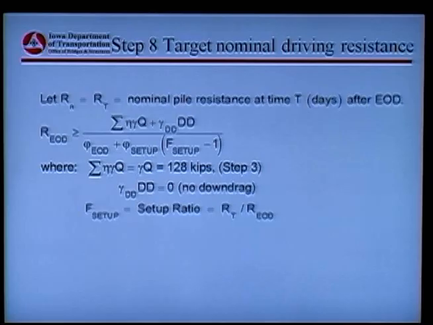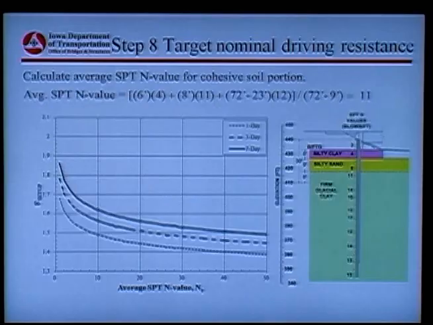Now we come to the nominal driving resistance. Here we have the resistance split up between end of drive and what's happening with setup. Then we had 128 kips of factored load from before, with no downdrag, and we had the setup ratio. The setup ratio comes from a plot, right here. This plot in volume 4 is on page 143.